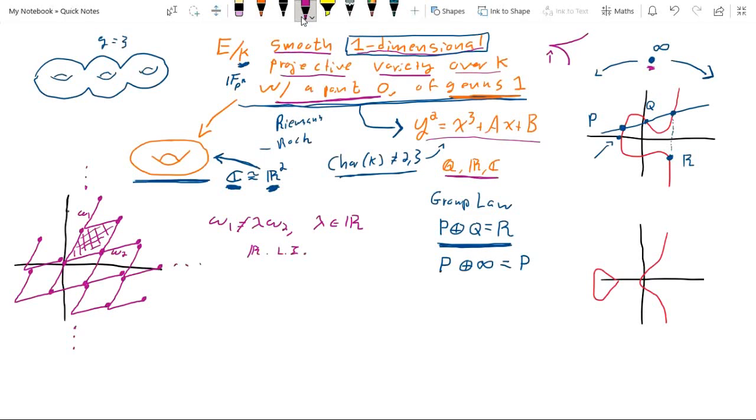In other words, if we consider all the points, the intersections of all of these, we get what's called a lattice. And this is really just all integer combinations of omega 1 and omega 2.